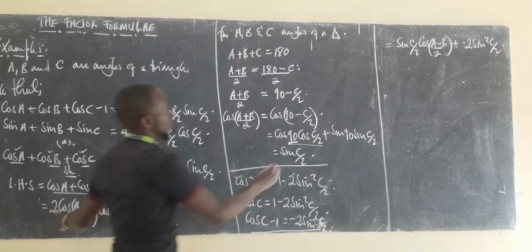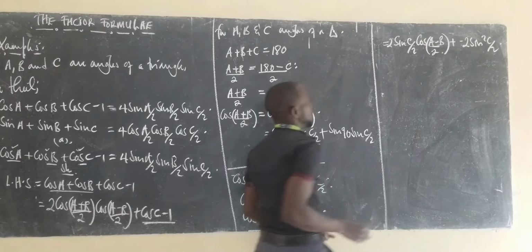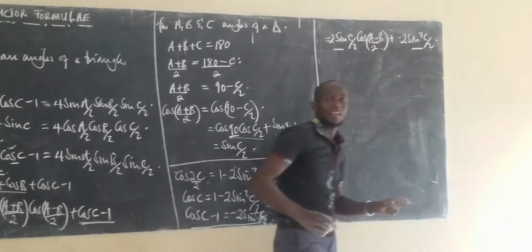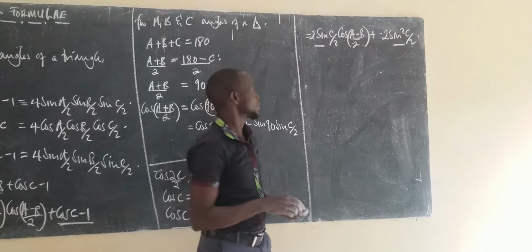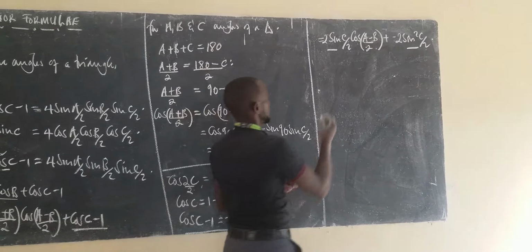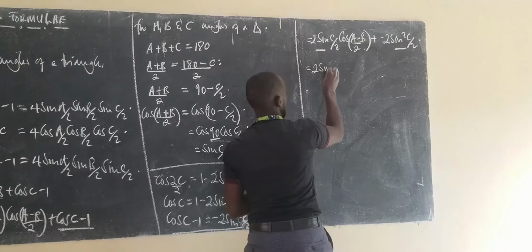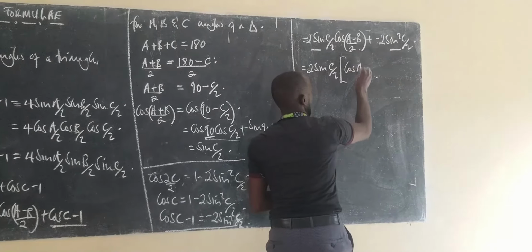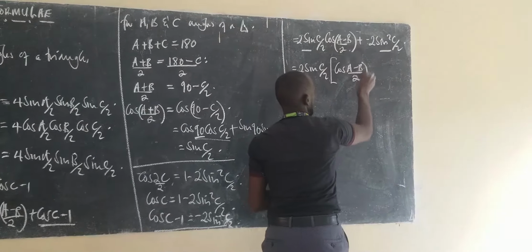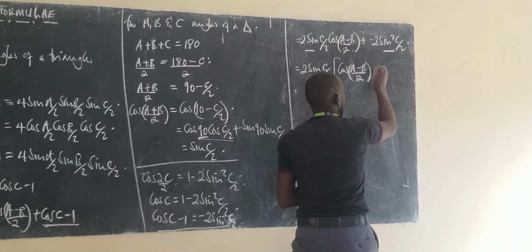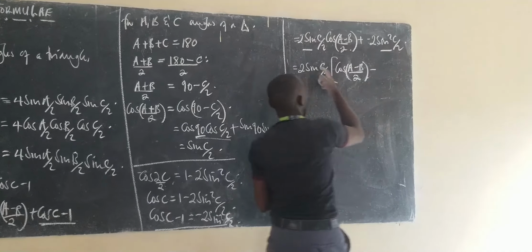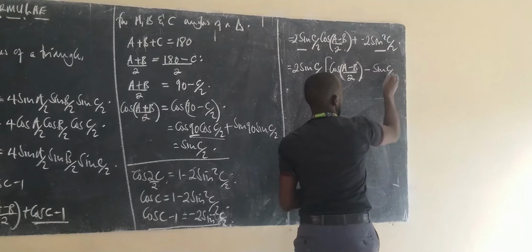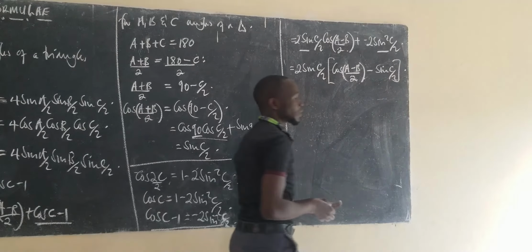When you look at this, there is a 2 here that we have forgotten. When you look at that, 2 sine c over 2 is common on both. So factorize it out. You'll have 2 sine c over 2 into cos (a minus b) over 2. Then minus this, 2 sine c over 2 have moved out already. Here you have sine c over 2. That is what you have.